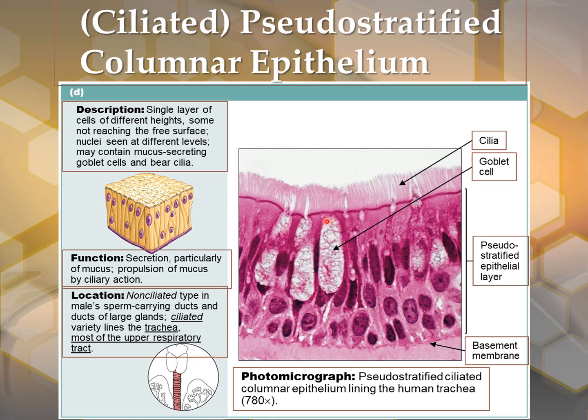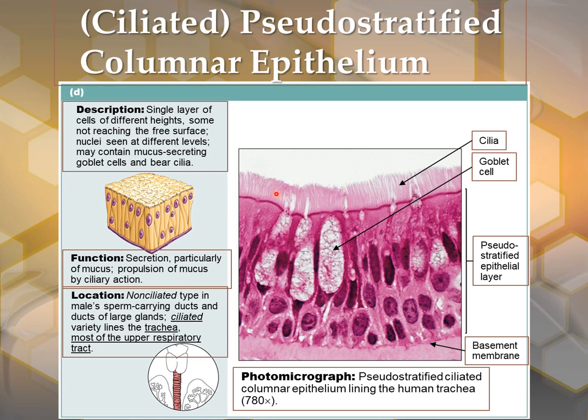And we'll talk a little bit about the goblet cells in a minute. So essentially, it produces a lot of mucus, for secretion. And then what the cilia does is it actually pushes in a wave all that mucus in one direction.